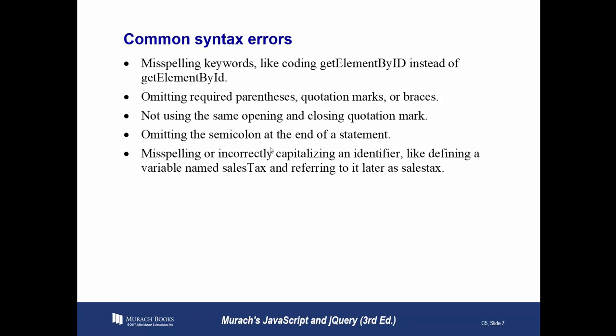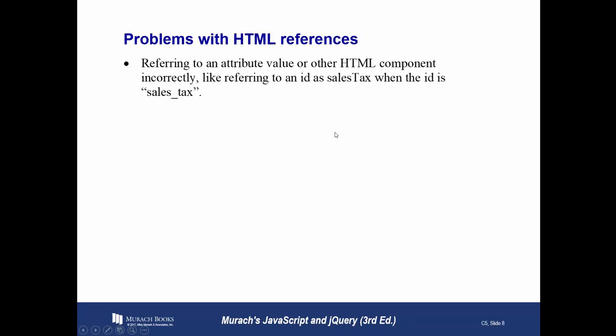There's an example, misspelling keywords. That's probably the biggest one. For example, getElementById and making that D a big D. It won't work if you do that. Omitting parentheses when they're required. Omitting quotation marks, or starting with a single quote and ending with a double quote, or vice versa. Forgetting braces when they're needed. Omitting semicolons at the end of statements. Misspelling something, or goofing up the capitalization.